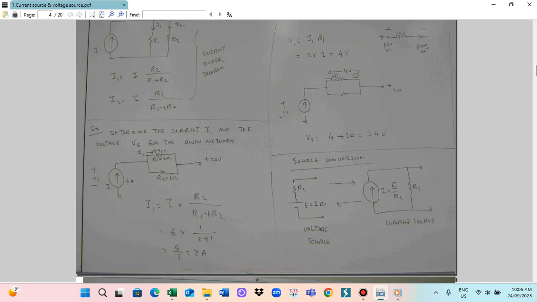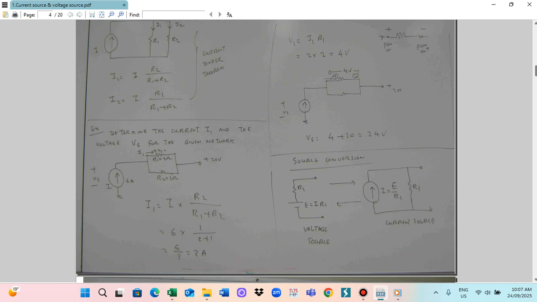To find the current I1, you multiply the current 6 ampere by R2 divided by R1 plus R2. The formula is I multiply R2 by R1 plus R2. I is the current given as 6 ampere, R2 is 1 ohm, R1 plus R2 is 2 plus 1. So that will be 6 divided by 3, and you get 2 ampere. I1 is equal to 2 ampere.